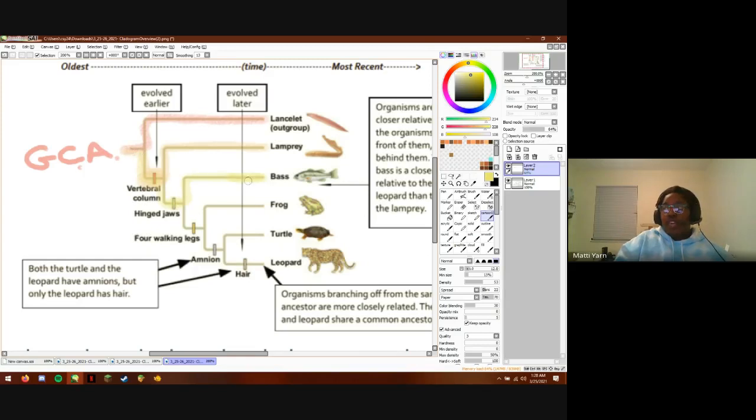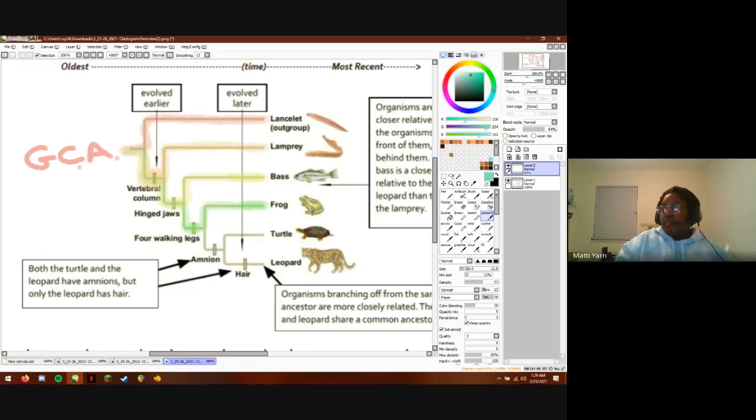All right, so that has 2 of the traits. Cool, very cool. Looking at the green for the frog. How fitting. Frog goes down. Oh, we got the 4 walking legs. Very cool. Also has the hinged jaws, vertebral column, all the way back to the greatest common ancestor. So has those 3 traits, but not these 2.